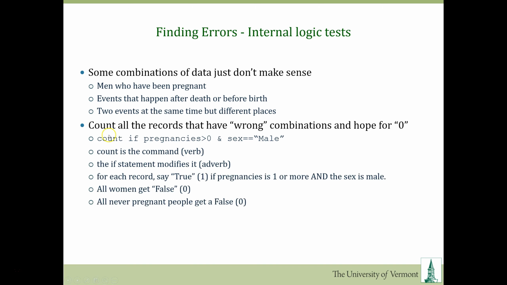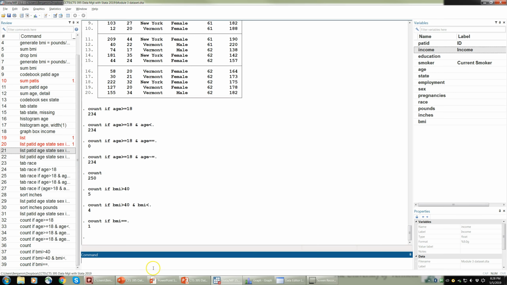For each record, when we run this command, it's going to say true, or 1, if their pregnancies is at least one or more, and the sex is male. That means that all women are going to get a false. It also means that all people who have never been pregnant are going to get a false. Let's give it a try.